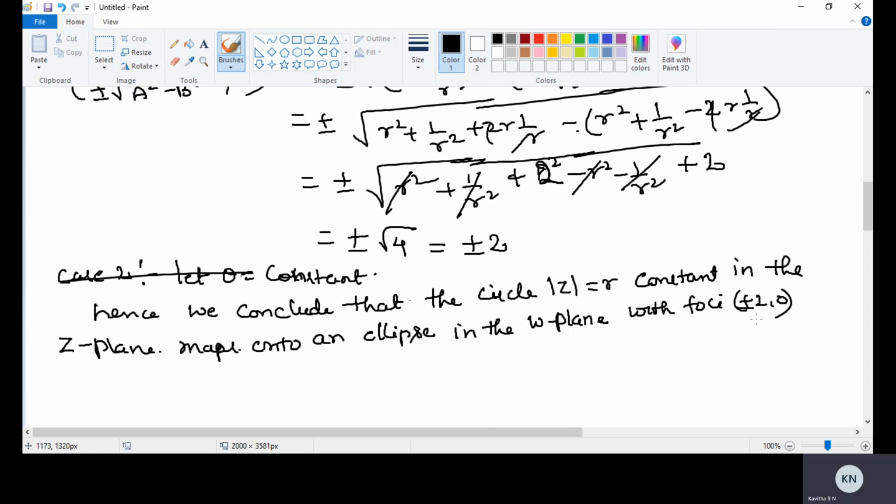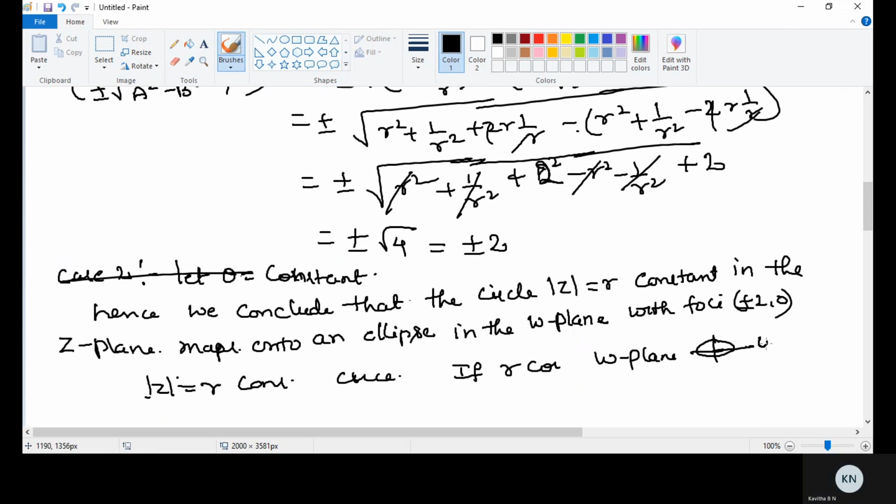If the modulus of z is equal to r, constant, in the z plane this is a circle. If r is a constant, in the W plane it is an ellipse with the foci plus or minus 2 comma 0.